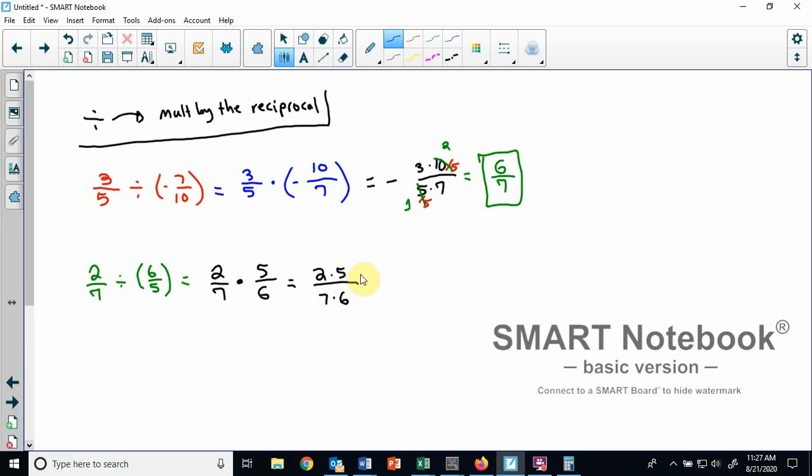And you could try to reduce now, or you could reduce at the end. I'll wait till the end because it really doesn't matter when you do this. This would be 10 over 42, and this actually reduces by 2. 2 goes evenly into either of those. So I'll get 5 over 21. So you could have reduced before you multiplied or after you multiplied.